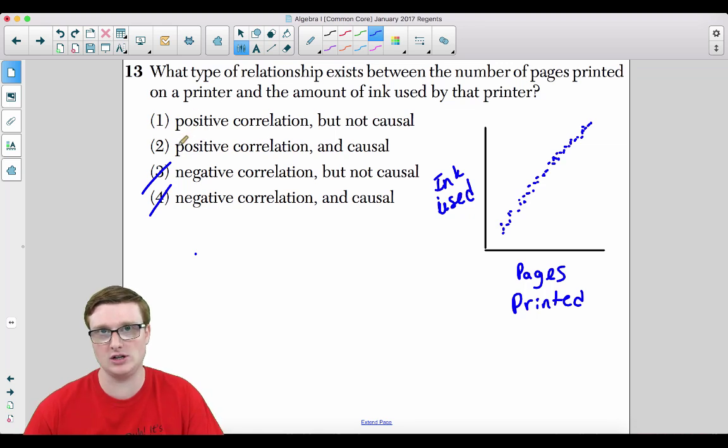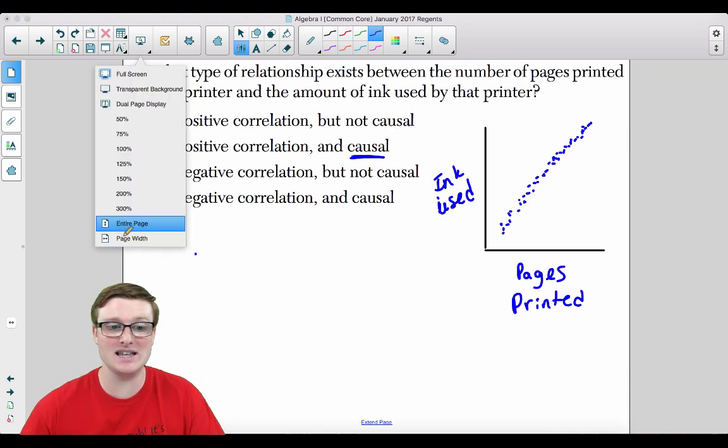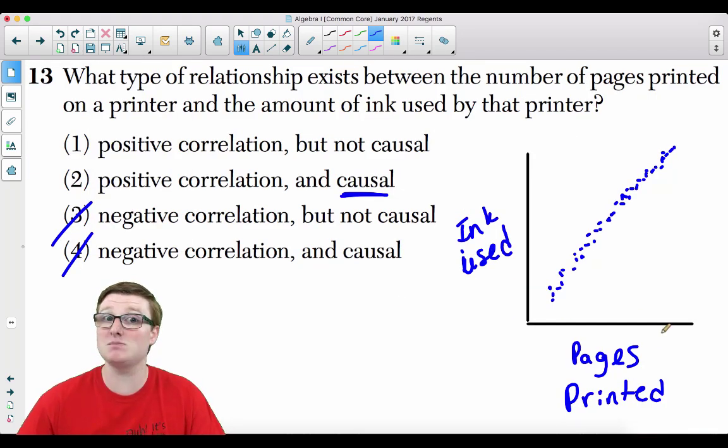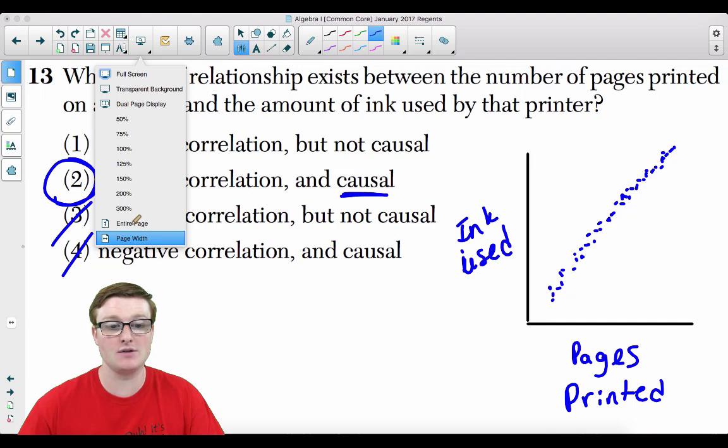It's a positive correlation, and it's causal. Many people say casual, but that says causal. Causal means that one causes the other. The pages printed causes the ink to be used. So that's why it is going to be choice 2 for number 13.